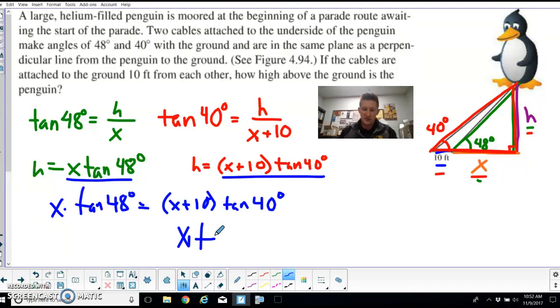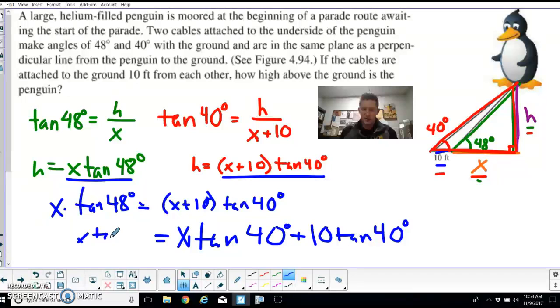So we're going to have x times the tangent of 40 degrees plus 10 times the tangent of 40 degrees. So that's simply distributing the tangent of 40 degrees into the parentheses. Remember, this equals x times the tangent of 48. So that hasn't changed at all.